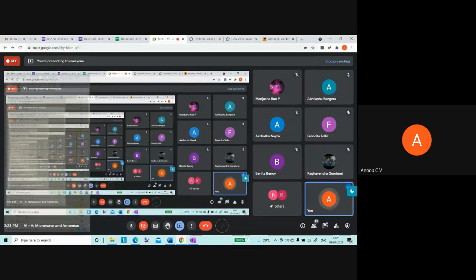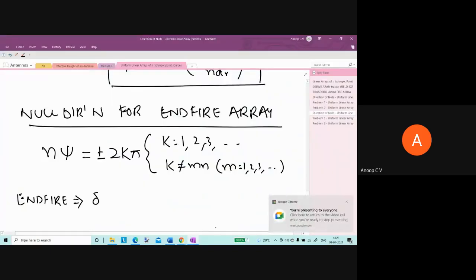Manjusha, can you please help me out? For an end fire array, what should be the value of delta? Minus dr. Yes, it should be minus dr. For an end fire array, delta should be minus dr.